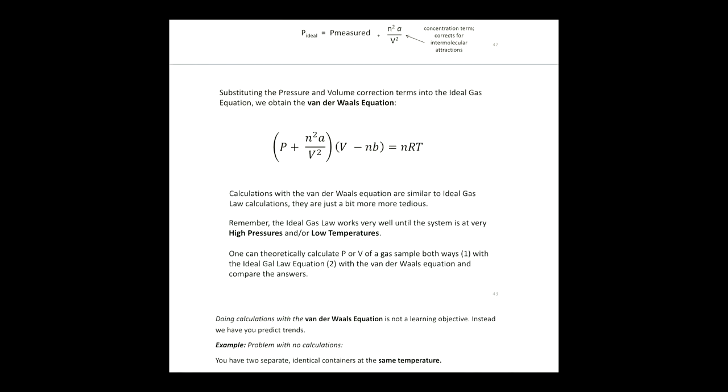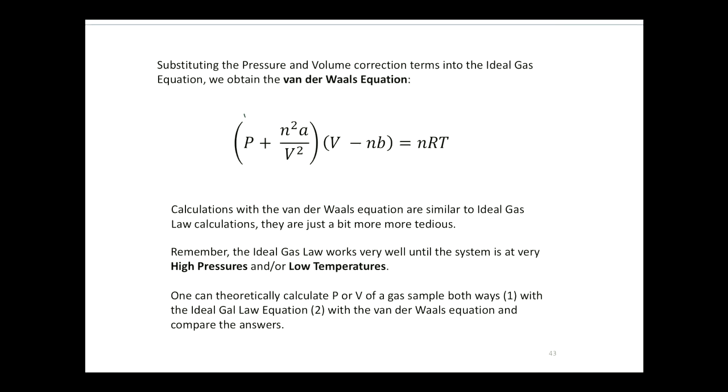So hopefully you can see this is how we get the van der Waals equation, where we have this P term with some alterations. We have the V term with some alterations. Know the A versus the B term, what they stand for, and when each of them is important.